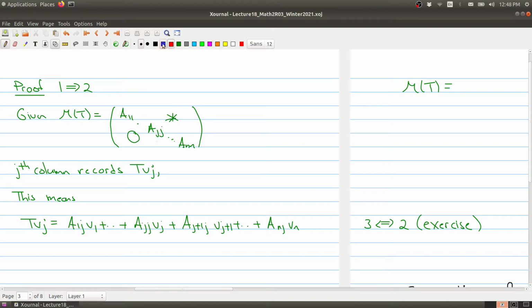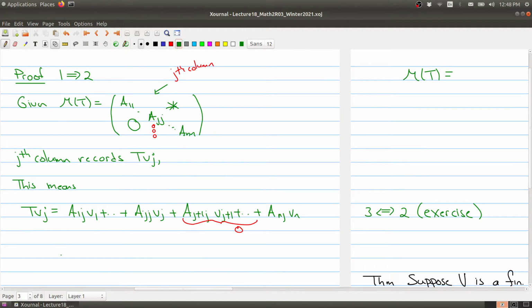But notice that in this column, here's the jth column that we're looking at, it's telling me where vj gets sent, and here you have a whole bunch of zeros once you get below the a_jj. So all of these are 0. So we can rewrite this as simply a_1j v_1 up to a_jj v_j, and this is definitely an element in the span of the first j basis elements. So this is what we needed to prove to show that 1 implies 2.